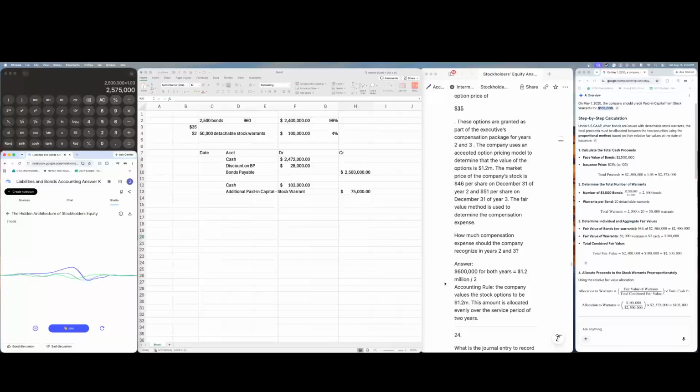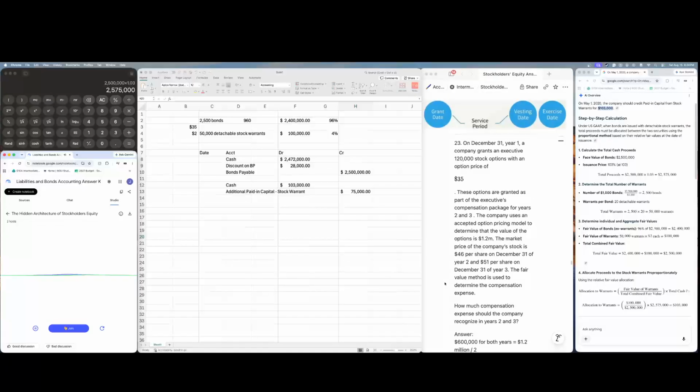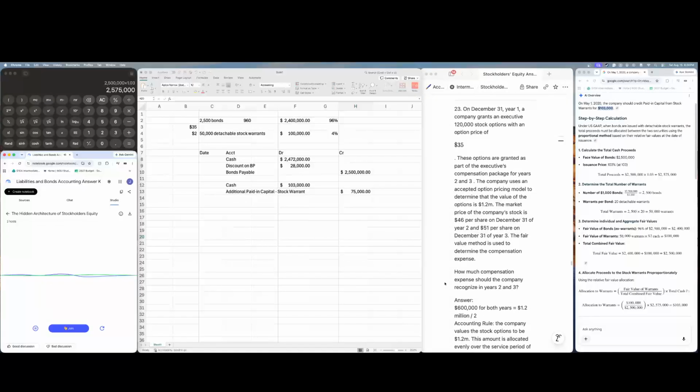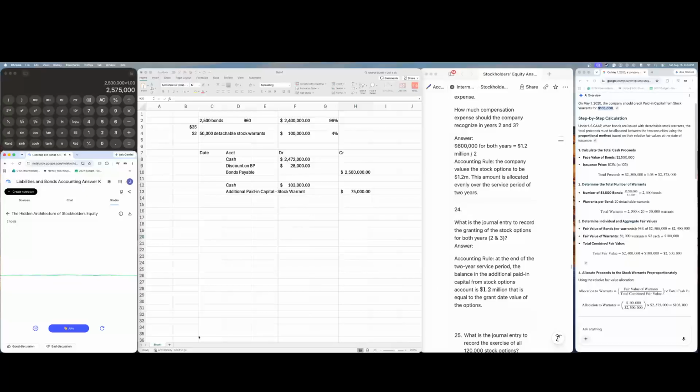So the company recognizes $600,000 in compensation expense for year 2. And then they recognize another $600,000 in year 3. Here's where it gets really interesting. It is all based on that grant date value. Even if the stock price fluctuates later, we stick to that initial fair value calculation. It makes the expense predictable.